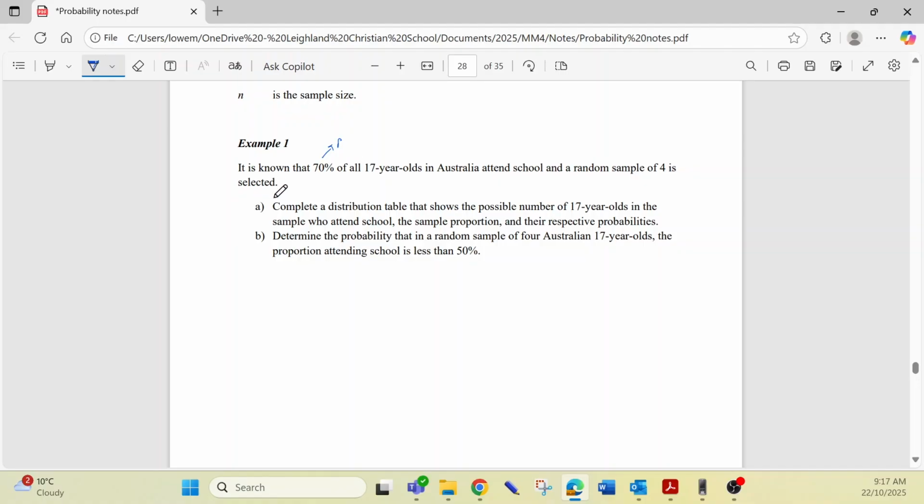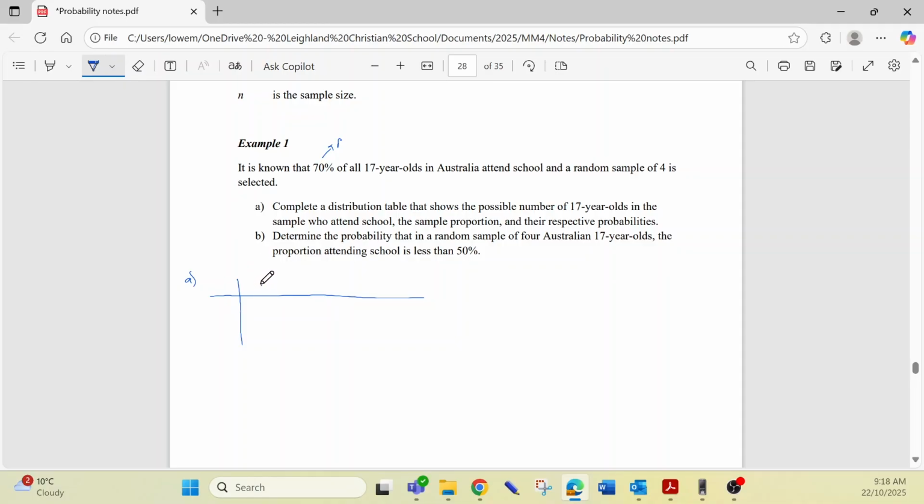What we want to do here is complete a distribution table that shows the possible number of 17-year-olds in the sample who attend school. And that same distribution table will have the sample proportion and the respective probabilities. So, a distribution table, like we've done previously in our other sections. Okay, so we're looking at the number of 17-year-olds in the sample who attend school.